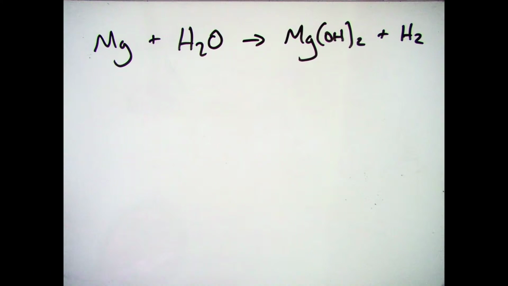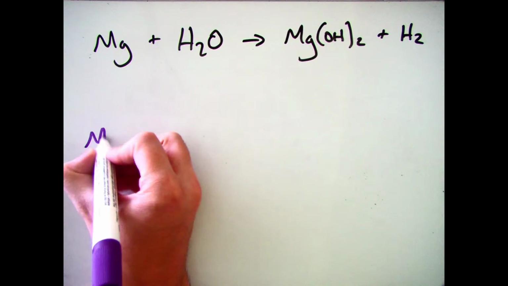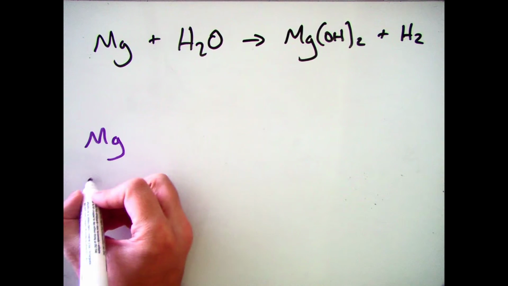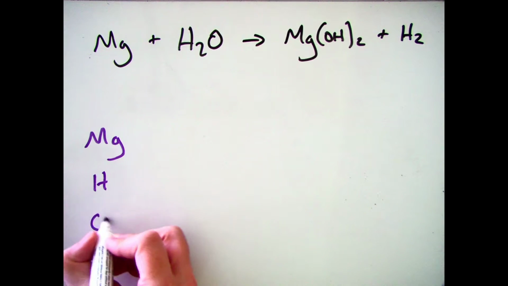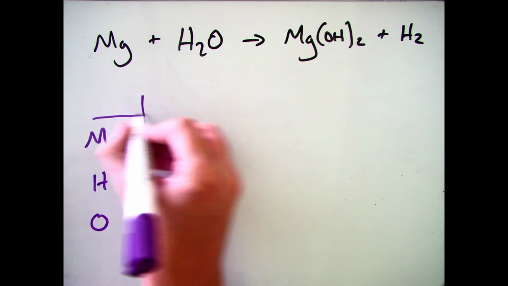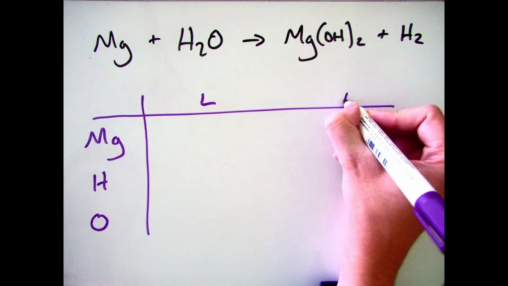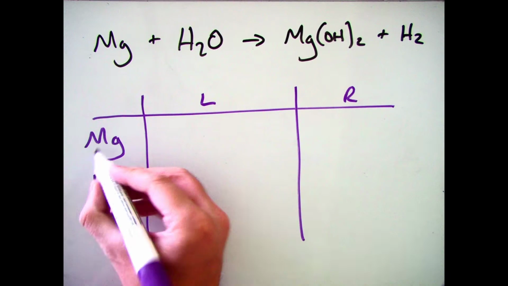Right, so let's put these rules into practice then. So here we have Mg plus H2O goes to Mg(OH)2 plus H2. So let's have a look. Start out by counting the number of atoms on either side. So we've got magnesium, hydrogen and oxygen both on the left and the right.